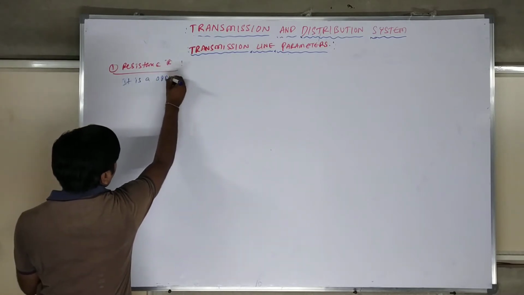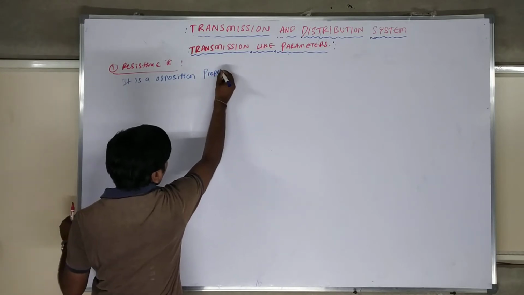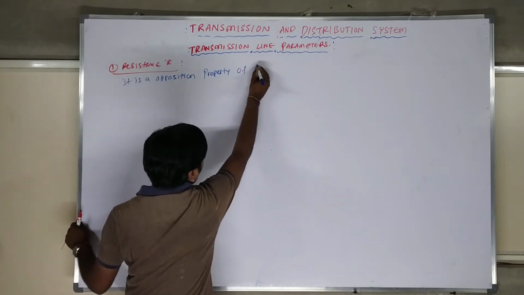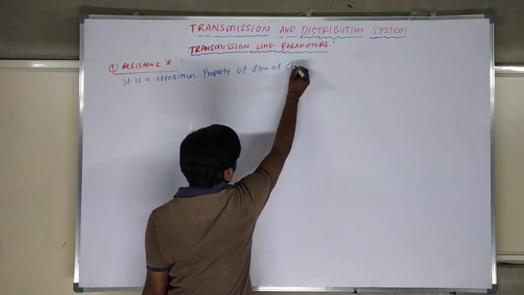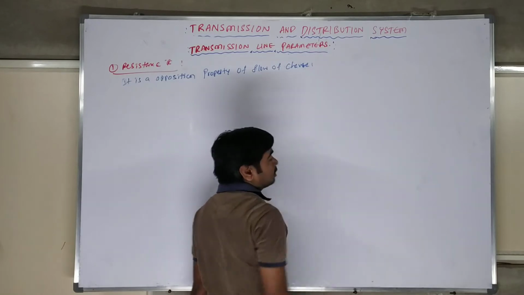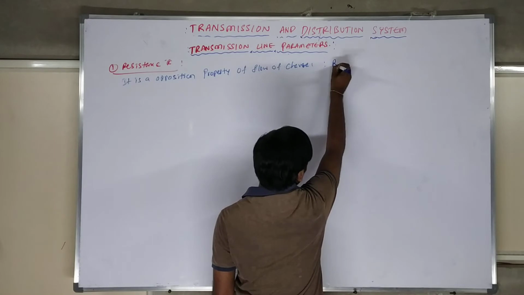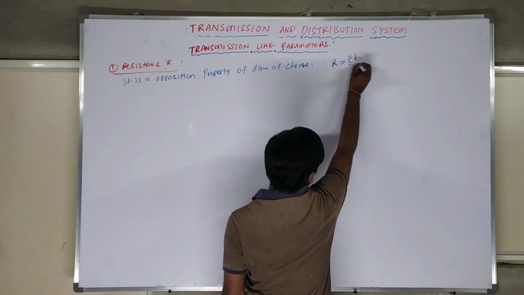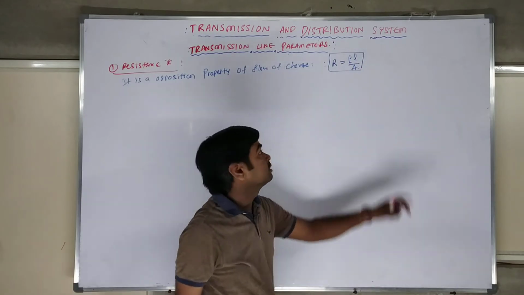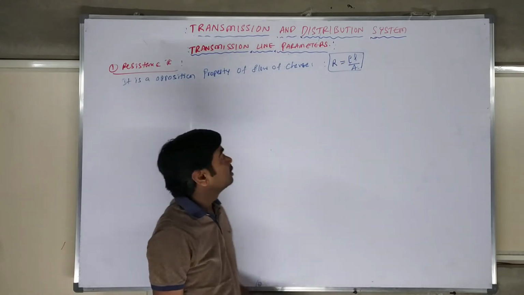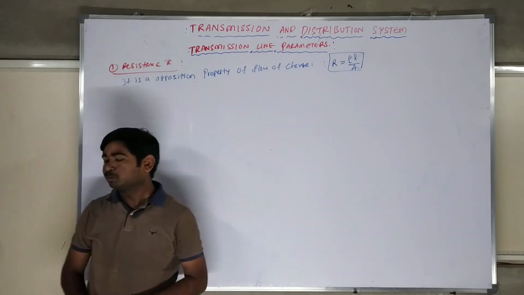It is the opposition property to the flow of charge, the flow of electrons. That is nothing but resistance. I think you already know that. What is the formula of resistance? Resistance is equal to rho L by A. For a conductor which possesses some area A and some length L, with a specific resistance rho, the resistance is R equal to rho L by A. That is the general formula of resistance.